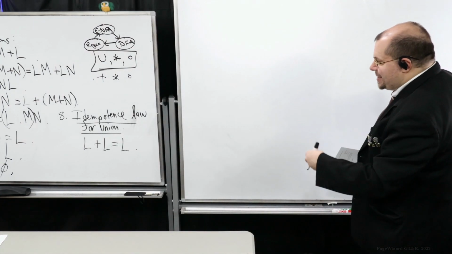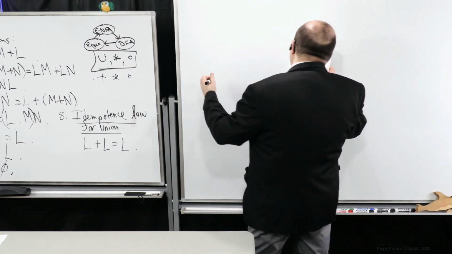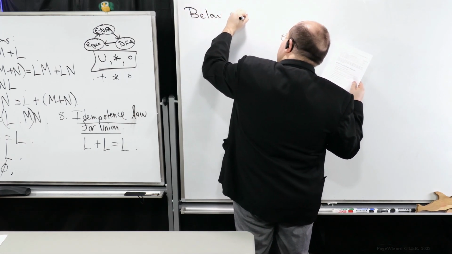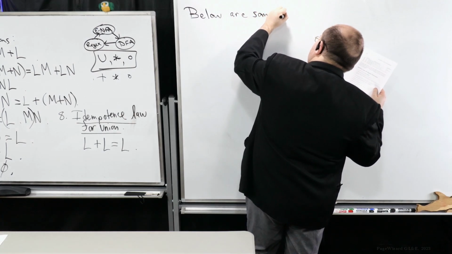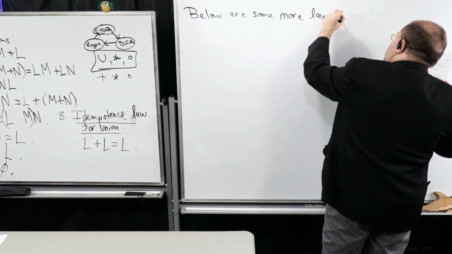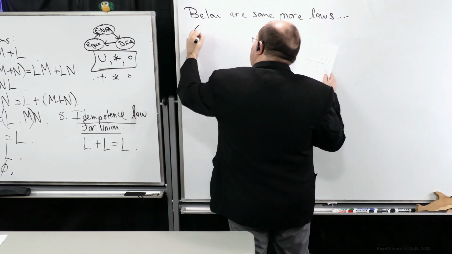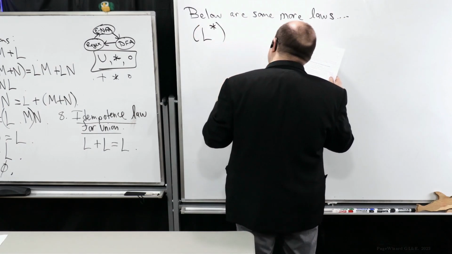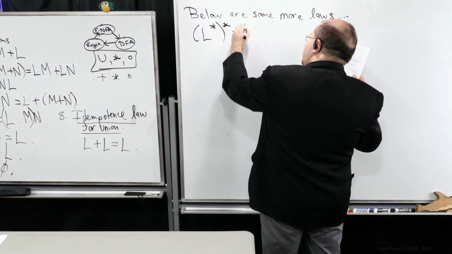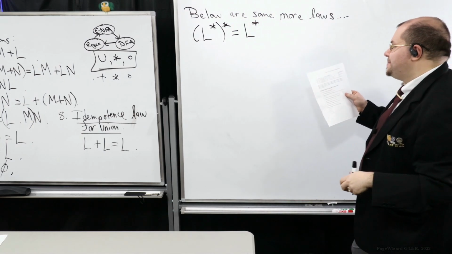Again, if you're not convinced by that, just pull out the definition of what union is. So here's some more laws. These ones all involve star or closure, whatever you'd like to call it. If I have L, and I perform a star operator on L, then I star the result, this is actually the same as L star. So that's the first one.